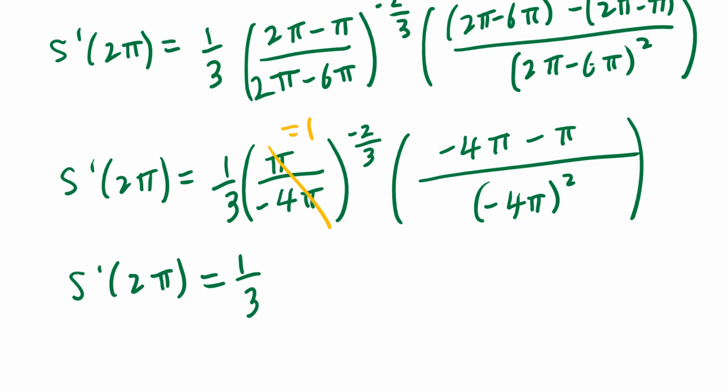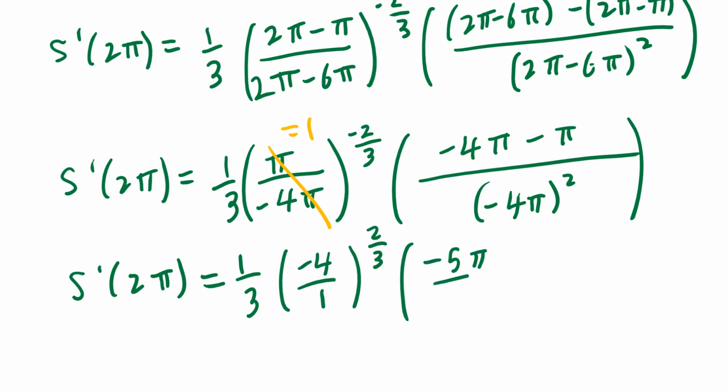There we go. So now look what happens, right? I don't want the negative 2 over 3. I can go from negative 2 over 3 to positive 2 over 3 by taking the reciprocal. And the reciprocal of 1 divided by negative 4 is negative 4 divided by 1. And in this last bracket, that's going to be negative 5 pi divided by 16 pi squared.